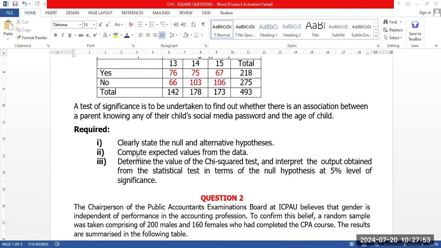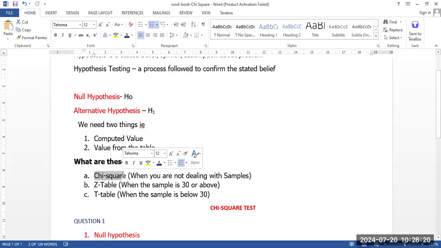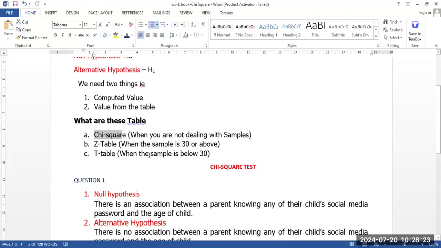Roman 2, they are telling us that we compute expected values from the data. Why do you need these expected values? You will use these expected values when you are even answering Roman 3. As we said, with chi-square test, basically, we are going to be using the chi-square table. And our focus is not all about samples. If our focus is not all about samples, what should be our focus?